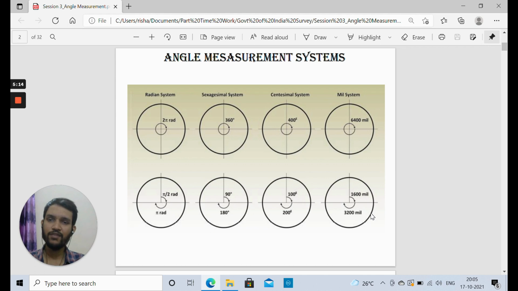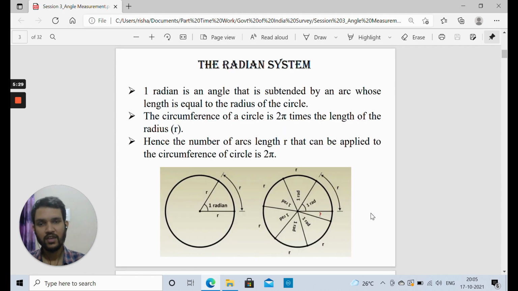In most detail we will be talking about the radian system and the sexagesimal system only, and I will also show you the conversions, how they can be made, so that you at least have an idea of how these calculations can be done and in what angles they are being split. So firstly, one by one we will discuss all those four systems that generally prevail.